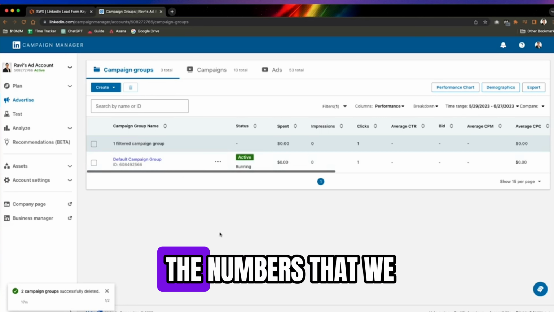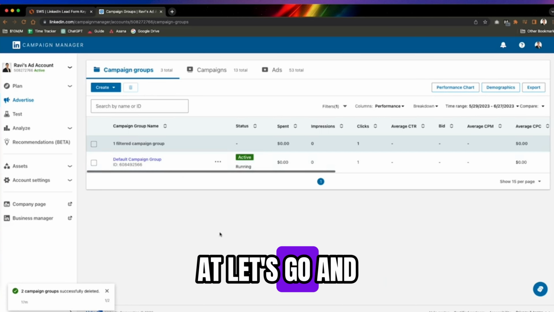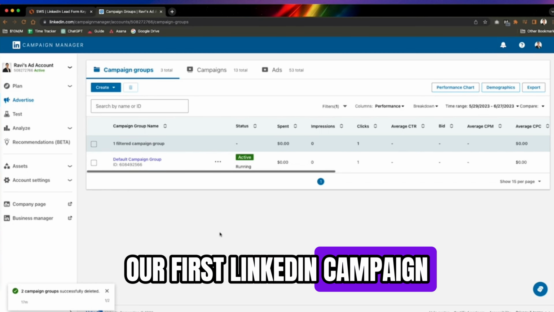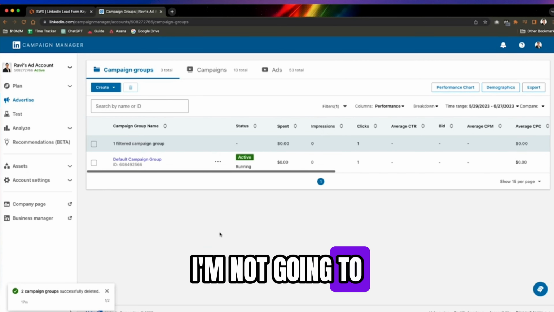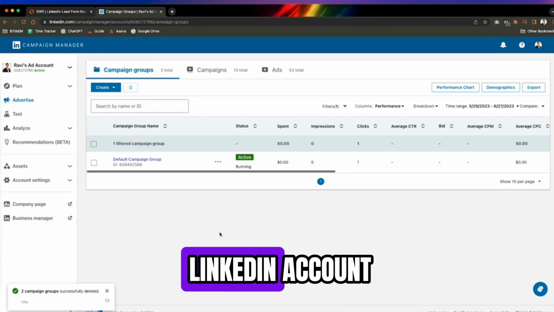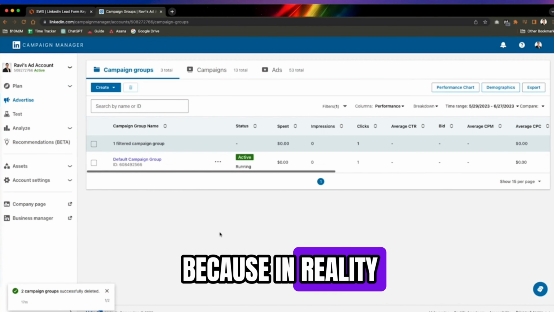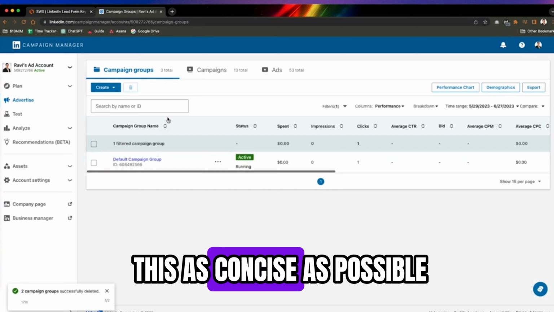Now that we know the numbers that we should be looking at, let's go and start setting up our first LinkedIn campaign. This is inside the LinkedIn Campaign Manager. I'm not going to walk through the whole process of signing up to a LinkedIn account and setting this up because in reality, I want to keep this as concise as possible.